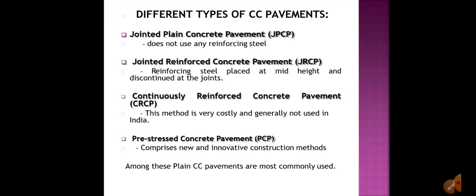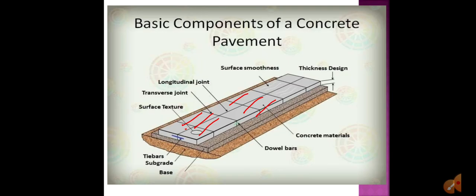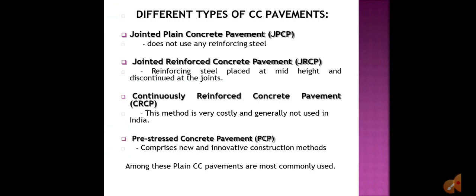And these are the different types of CC pavements. The first one is JPCP, that is, jointed plain concrete pavement, where we do not use any kind of reinforcement. The next is jointed reinforced concrete pavement, where reinforcement is placed at mid height and discontinued at the joints. If you see here, at the mid height of the thickness of the PQC they place the reinforcement, but at the joints there are no connections. That is all about jointed reinforced concrete pavement.